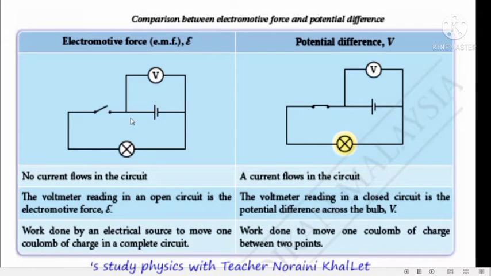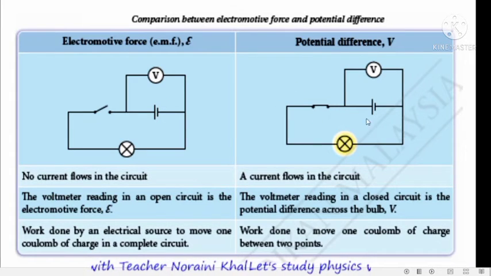The voltmeter reading in an open circuit is EMF, meaning the voltmeter here just measures potential difference across the battery. It means the total electrical energy per unit coulomb supplied by the battery. That's why we call it EMF: the work done by an electrical source to move 1 coulomb of charge in a complete circuit. If measured across the battery, between the positive terminal and negative terminal, we call it the total voltage supplied by the battery, or EMF of the battery.